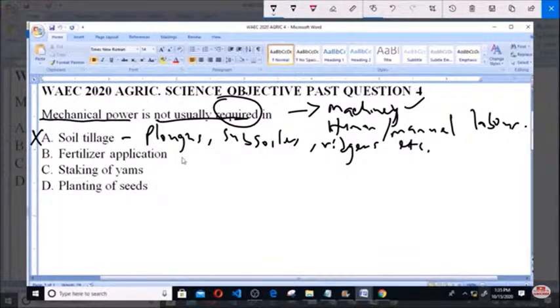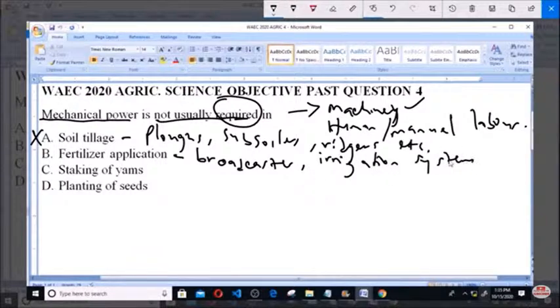Now, option B says fertilizer application. Now, for fertilizer application, you have machines such as the broadcaster, okay, and even irrigation systems. Even irrigation systems can be used for fertilizer application. So, it is not the answer to the question.